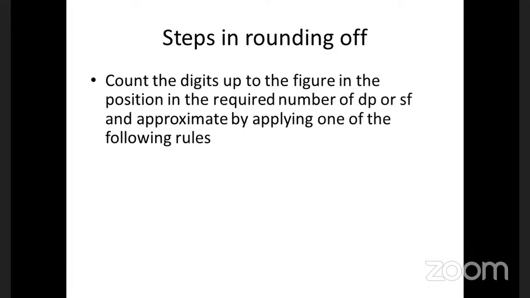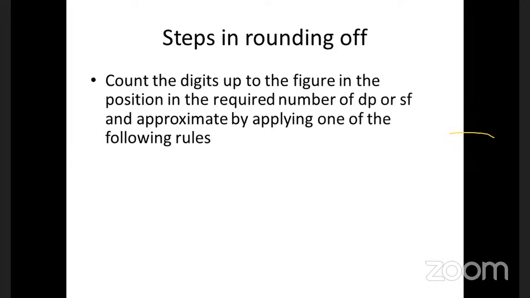Correct. Good. So what we do is we first of all count the digits up to the figure in the position of the required number of decimal places or significant figures, and later we approximate by applying some rules. So we shall have to count. See, the language is count. For example, if we say round to 2 decimal places, we shall count up to the number in the position of 2 decimal places.